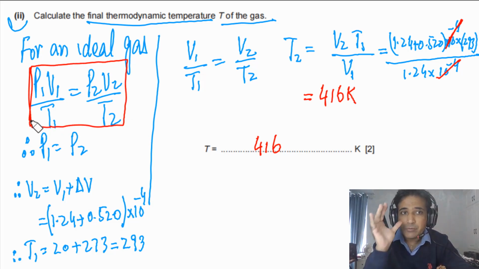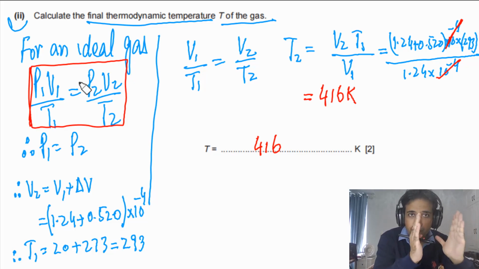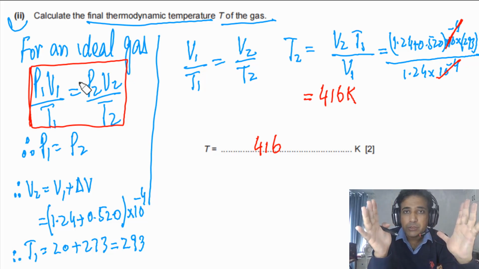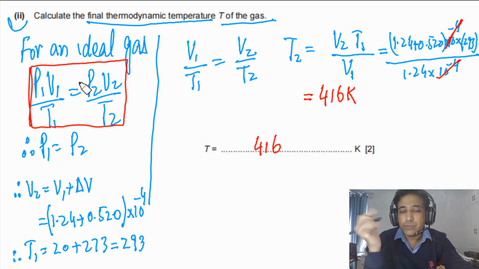Sometimes in the exam they will ask you to prove whether this process obeys ideal gas laws or not. So simply you can start with this equation and plug in values. If the result is the same, meaning the two sides of the equation are equal, it means it obeys the ideal gas law, otherwise not. So this is also a very common question in past papers.